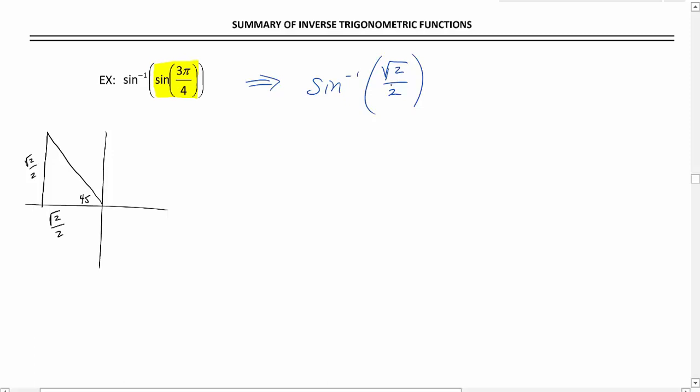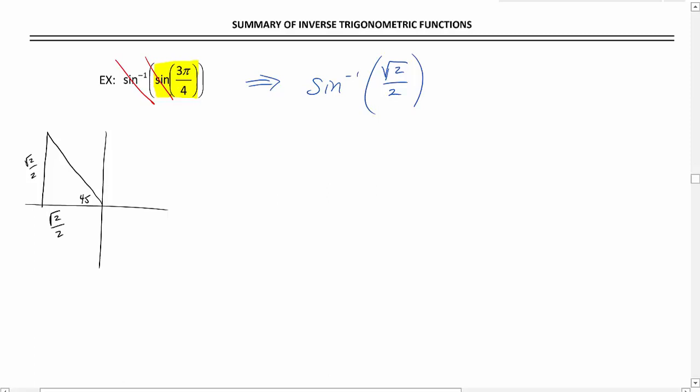I always like to do this example because students frequently make the mistake and they just cancel out the sine and the sine inverse because they're inverse functions and say, oh, the answer is 3 pi over 4. But that's not the answer because 3 pi over 4 is not in the range of sine inverse. Sine inverse is only defined from negative pi over 2 to pi over 2. So that answer of 3 pi over 4 cannot be correct.